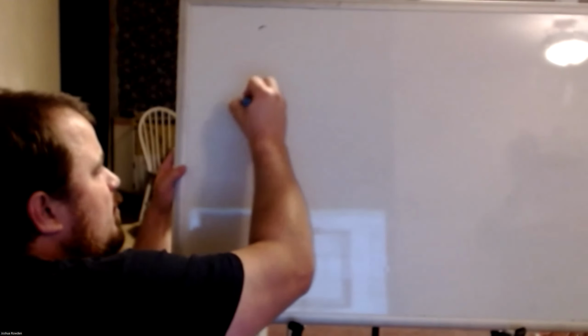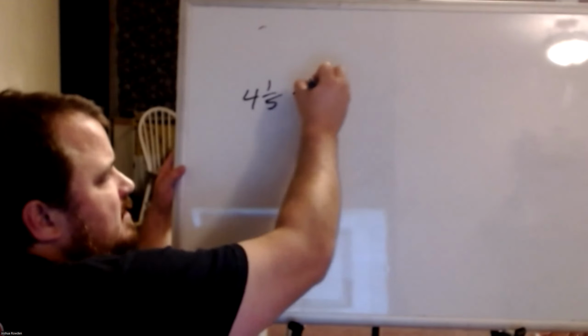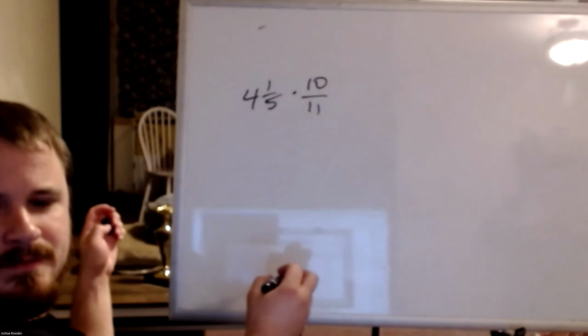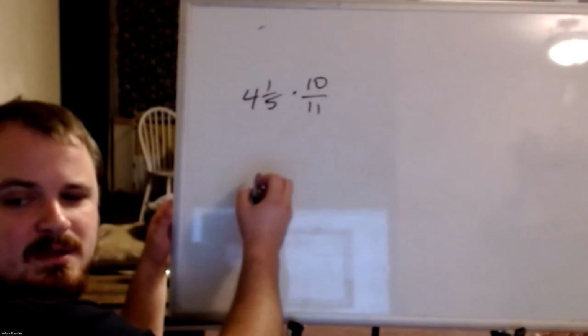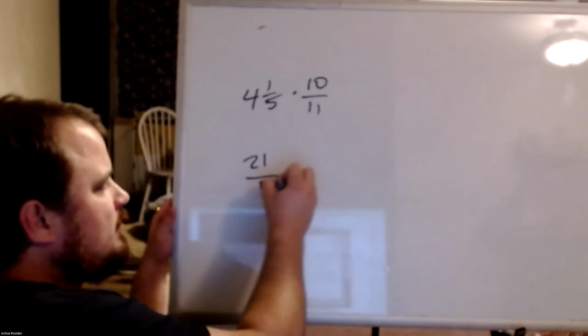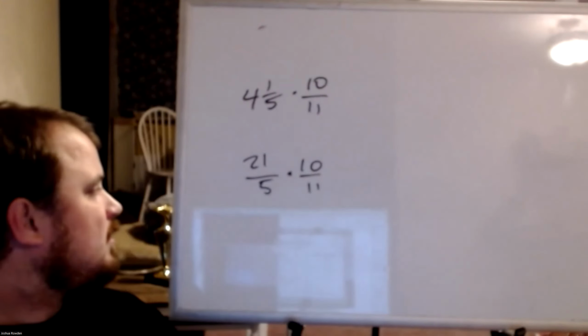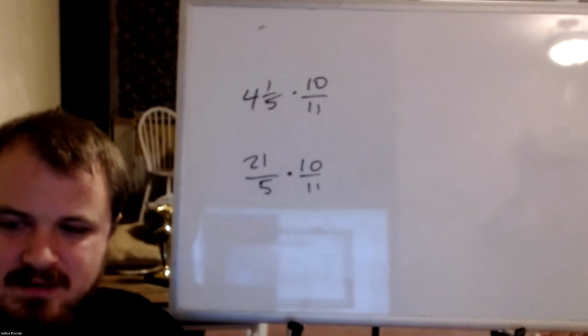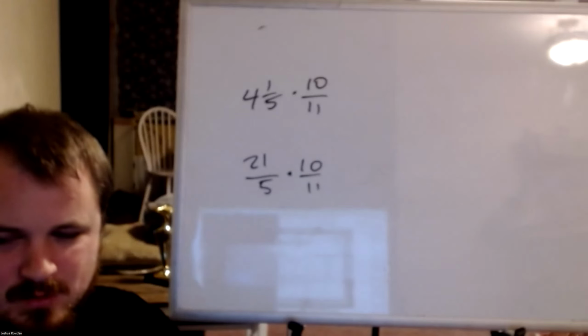So again, let me start from the top. We have 4 1/5 times 10 over 11. And so we're going to do 4 times 5 and make it 20 and add that to the top. So 21 over 5 times 10 over 11. And so you're like, oh man, I got to do 21 times 10 and I got to do 5 times 11. I might have these big numbers and I got to figure out how to reduce.